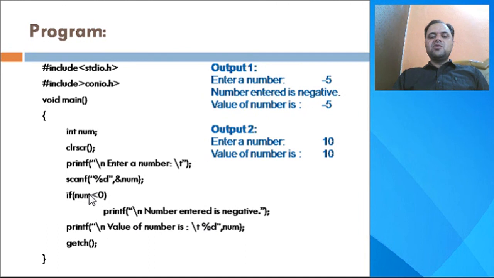So if this condition is true, the control goes here, like -5, because -5 less than 0 is true. And if this condition is false, like with 10, the control will not go here, it will directly go here, and this statement will get executed. This is how the if statement works.